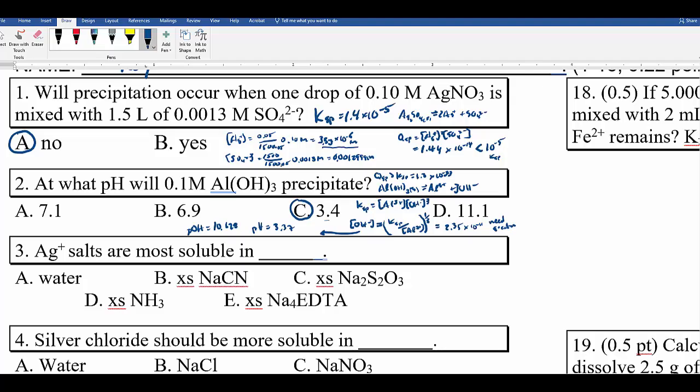At what minimum pH, because all these are going to have more hydroxide than required. And so at what pH will it begin to precipitate? 3.4. And it will continue precipitating out through 6.9 as we increase the hydroxide, common ion effect, 7.1, 11.1. So at what minimum pH? Because that's going to give you the least amount of hydroxide.